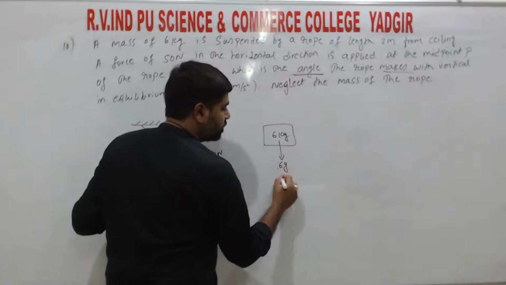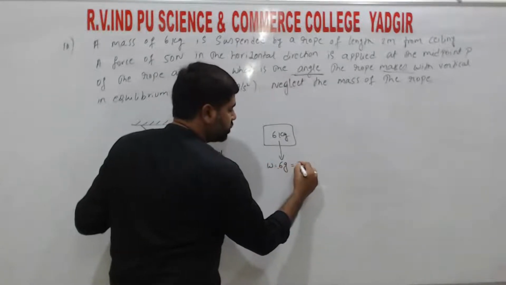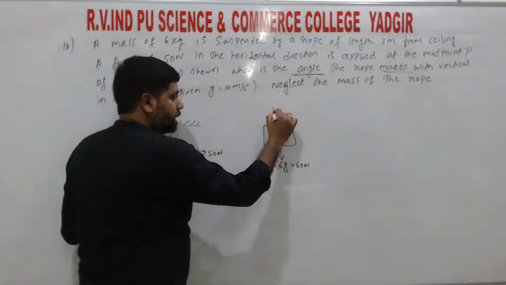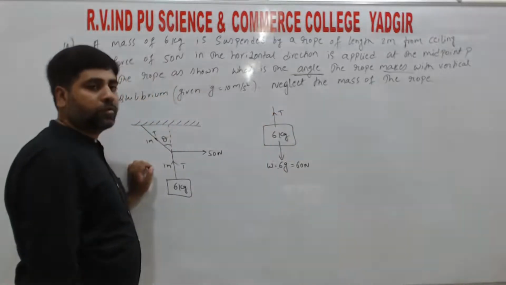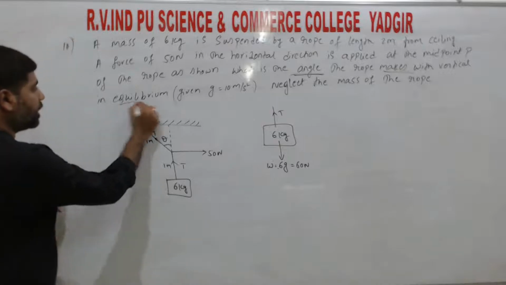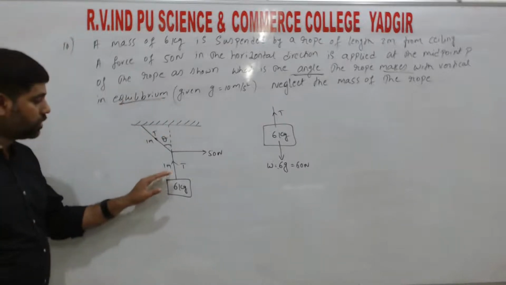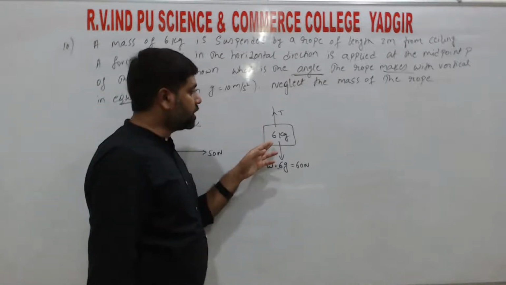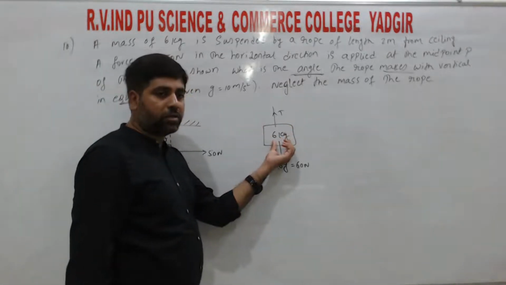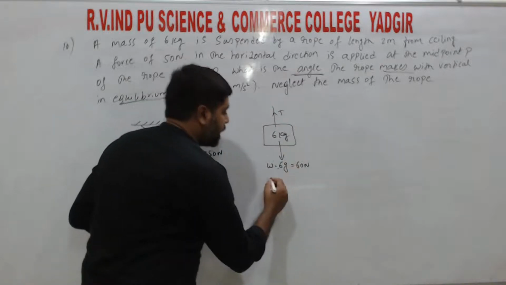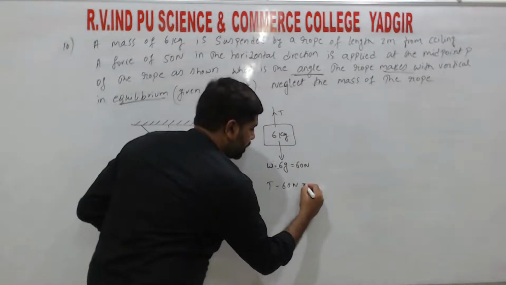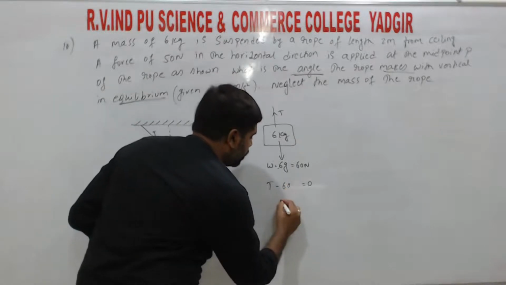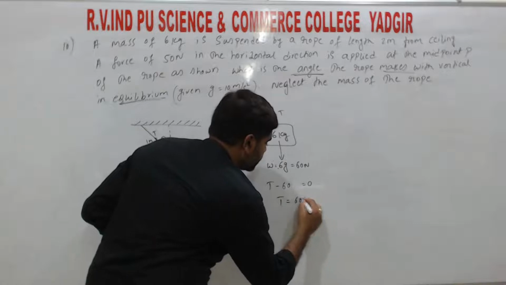So we call that 6g, and g is given, so 60 newton. This is balanced by the tension T. The condition given is equilibrium. Equilibrium means it is at rest, so it is not moving up or down anywhere. That means it is at rest, so there are no other forces acting on this block. So T minus 60 newton is equal to 0. So tension is equal to 60 newton.